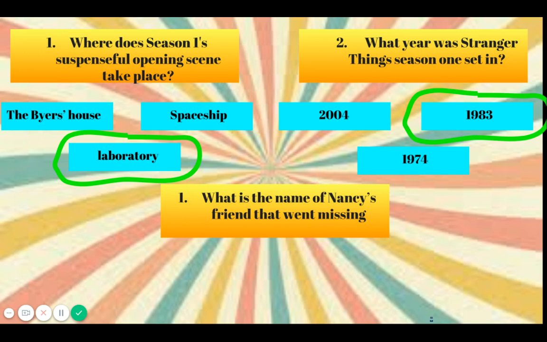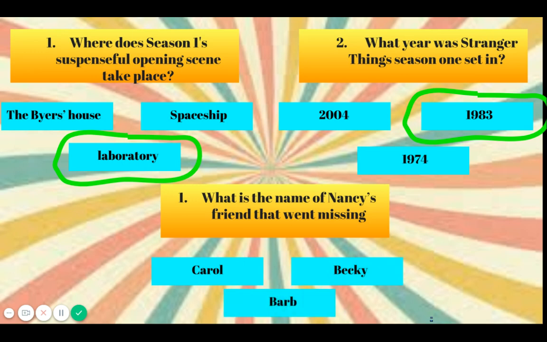What is the name of Nancy's friend that went missing? Carol, Becky, or Barb? The correct answer is Barb.